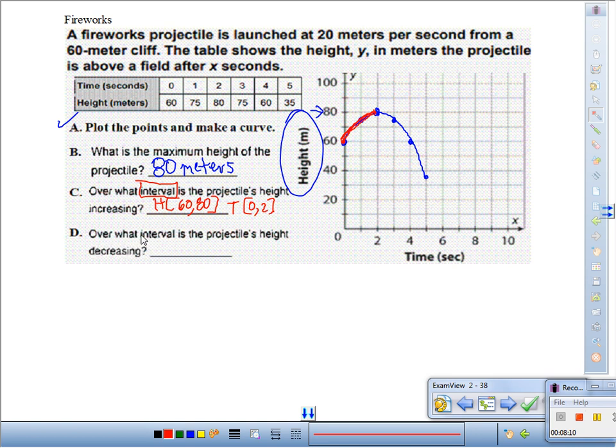It says, over what interval is the projectile's height decreasing? Do that yourself. Go. All right, check with the neighbor, see what they got. So let's do the height from here to here. We said it was from 80 to 35. Is that correct? How about in time? From 2 to what? 5. Have you got that?